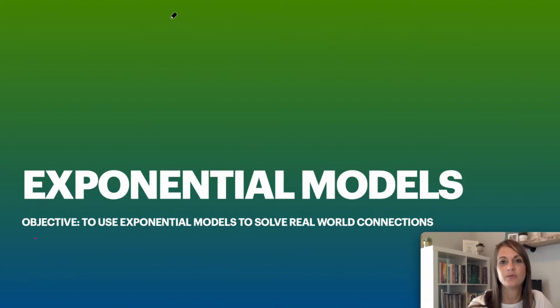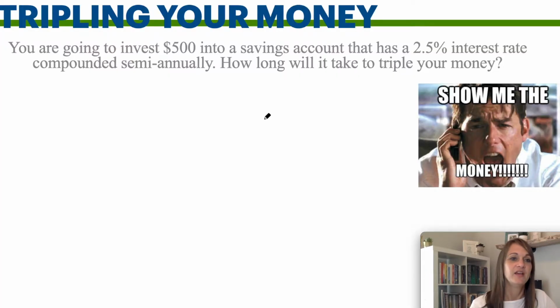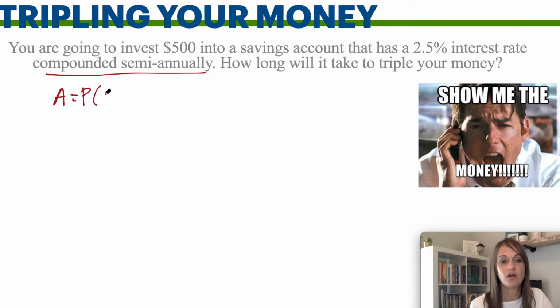In this video, we'll be using what we have learned about exponential functions, logs, and natural logs to be able to solve real-world connections. You're going to invest $500 into a savings account that has a 2.5% interest rate compounded semi-annually. Automatically, that gives you the hint of which type of formula from the exponential function formula that you will need to use.